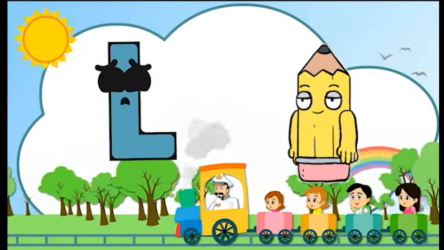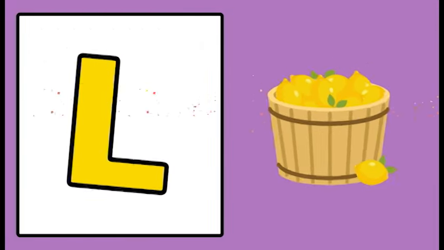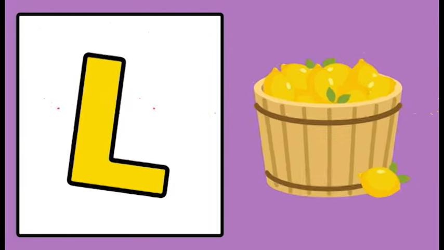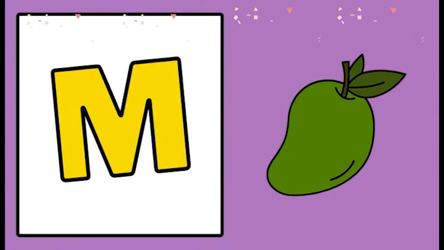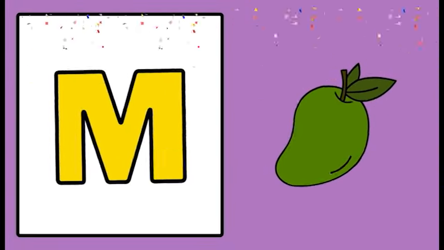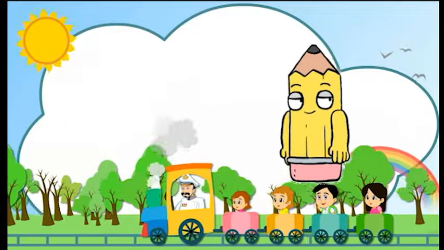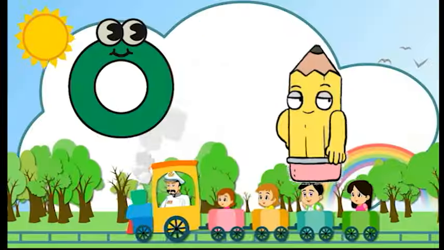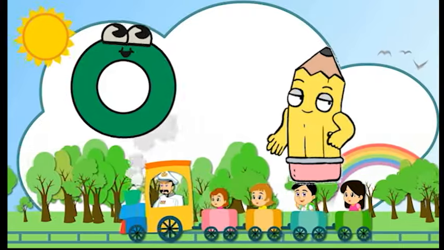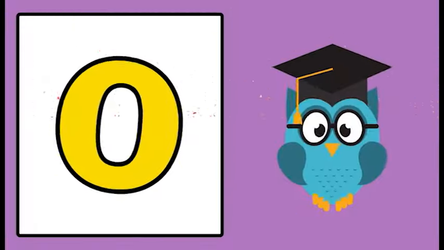Letter L. L is for lemons. Letter M. M is for mango. Letter N. N is for notes. Letter O. O is for owl.